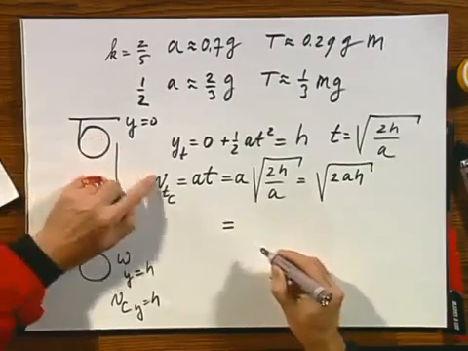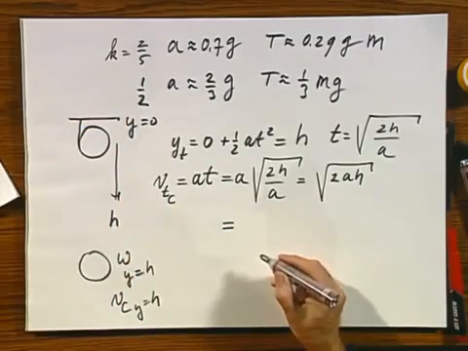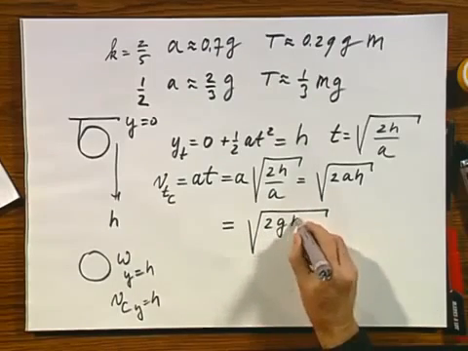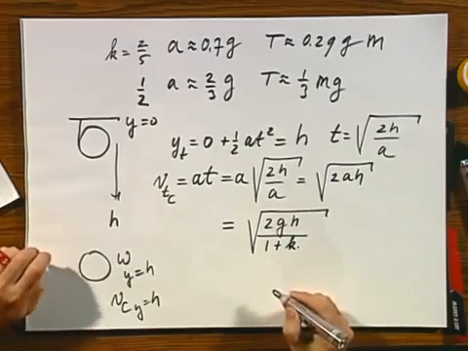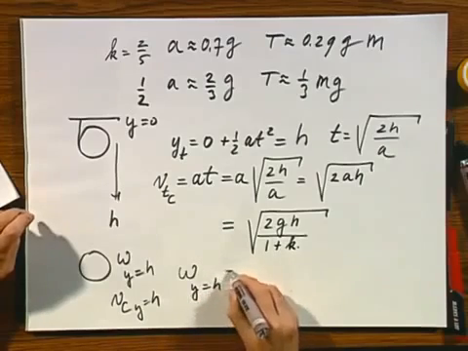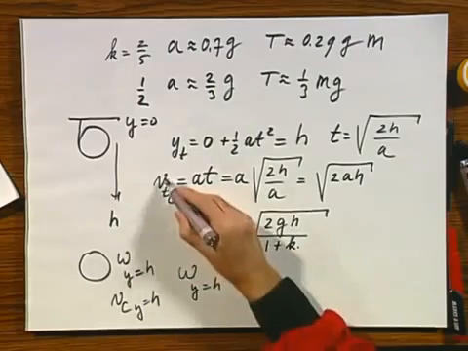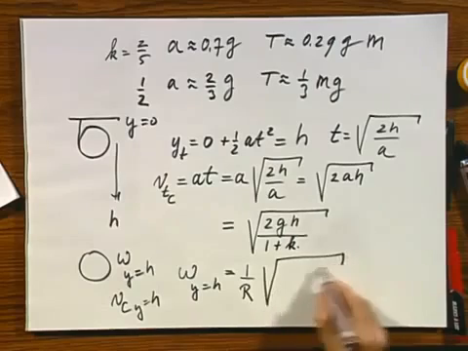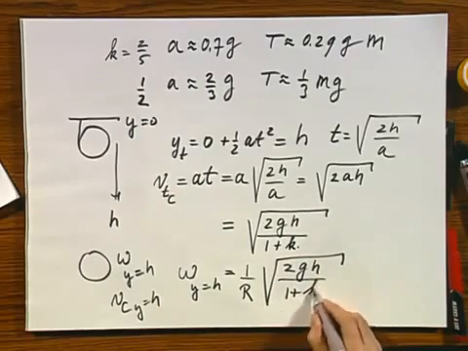And so the speed of the center of mass after this thing has unrolled over a distance h would be the square root of 2gh divided by 1 plus k. So now we also have the velocity. What is omega when y equals h? Well, v equals omega r, so omega equals this number divided by r, so I get 1 over r times the square root of 2gh divided by 1 plus k.